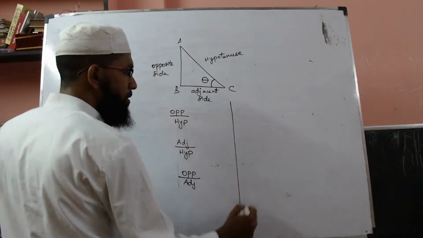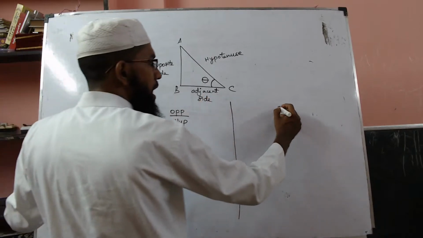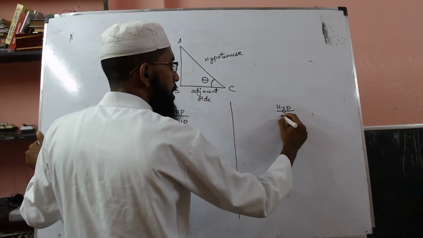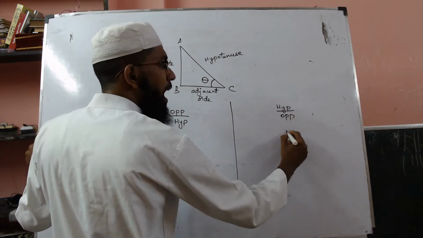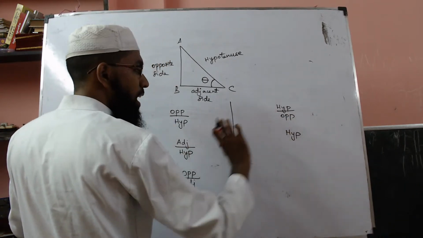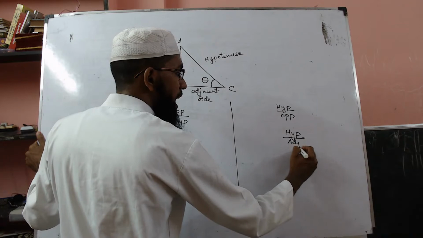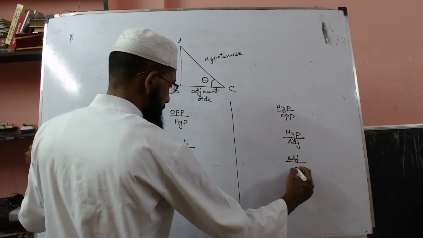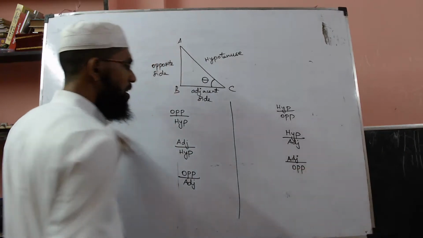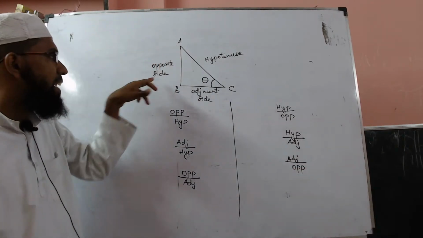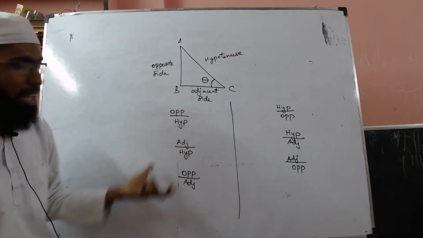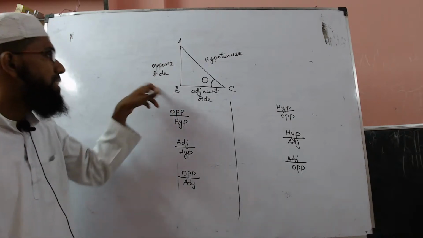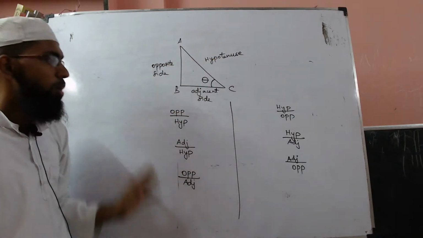And what is the fourth option, fifth option? The reverse of it, hypotenuse by opposite, and the reverse of this is hypotenuse by adjacent, and the reverse of it, adjacent by opposite. Right, now these are the six possible ways I can write. If I try to find the possible ratios with the help of these three sides, only these are the six options.